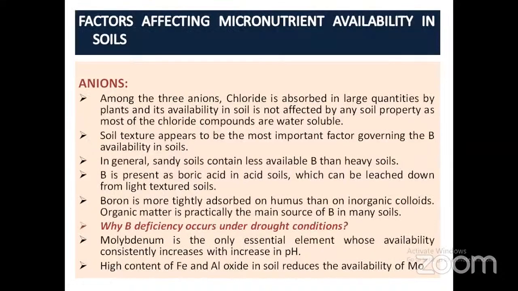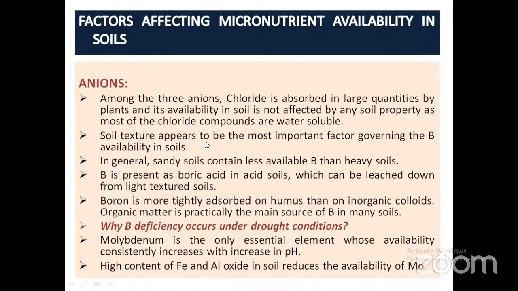Now moving ahead to the effect of these factors on the availability of anions. So among the three anions that we have studied, that is chloride, molybdenum, and another is which one? Boron. So among these three anions, chloride is absorbed in large quantity by the plants and its availability in soil is not affected by any soil property. ऐसा हमने देखा भी कि chloride deficiency report भी नहीं हुई है because it is actually available in large quantity. So its availability is not affected by any soil property as most of the chloride compounds are water soluble.